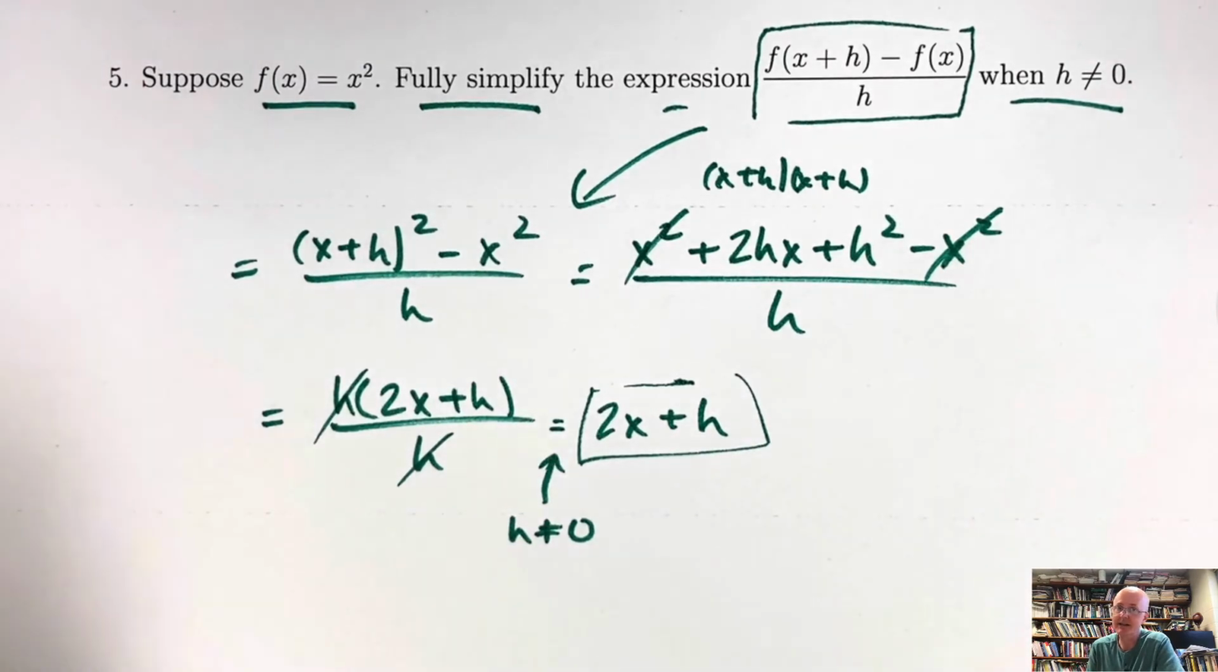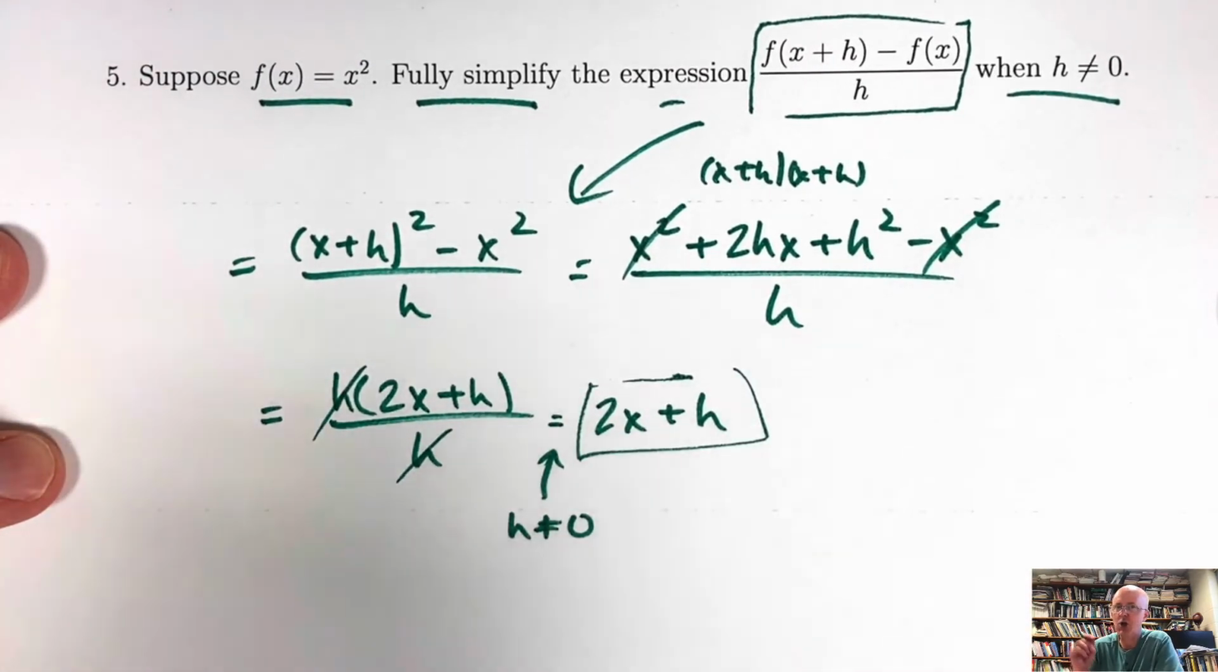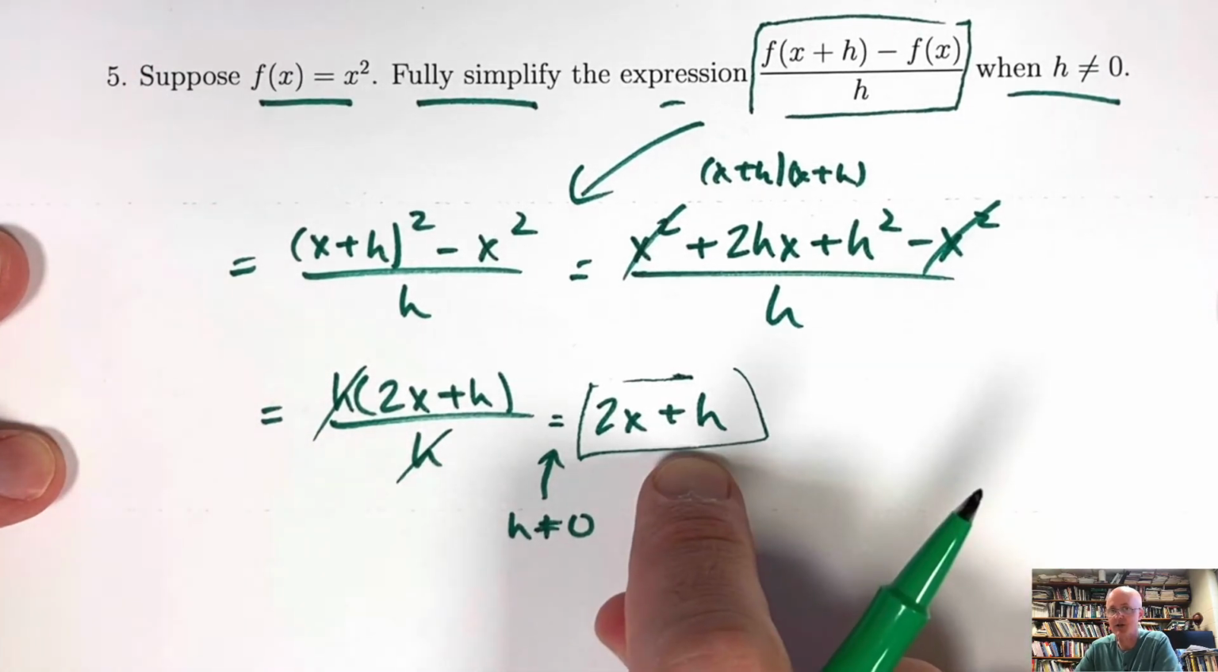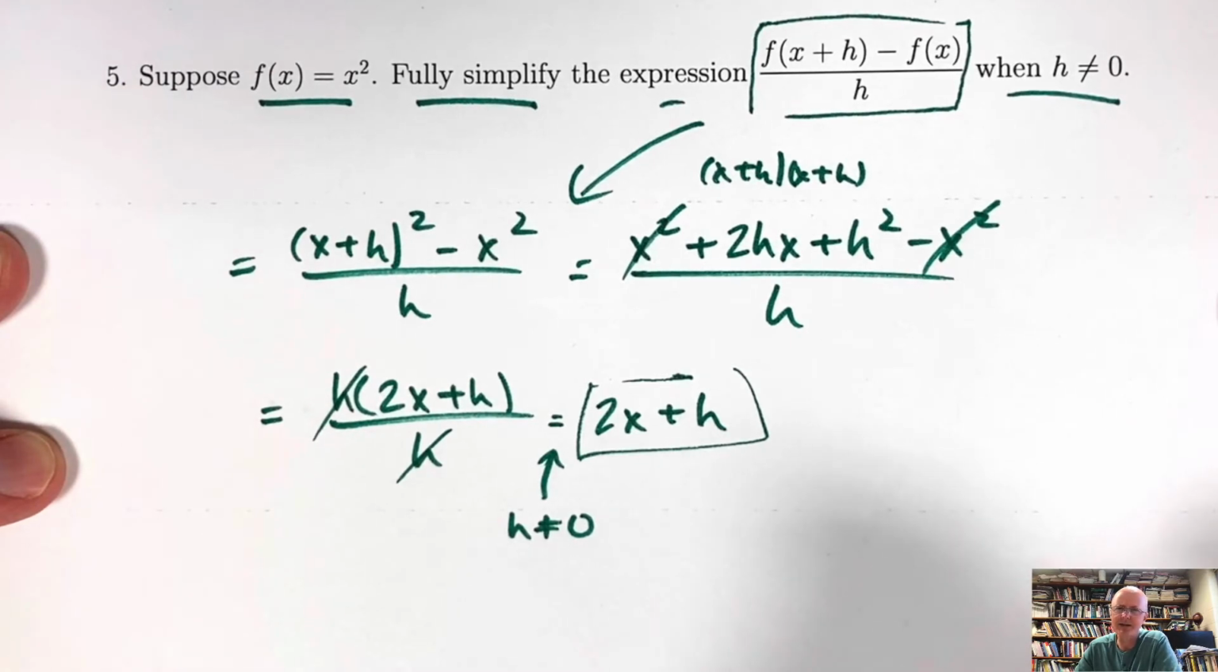As far as calculus and limits go, the limit of this expression as h goes to 0 without actually equaling 0 is the same as the limit of this expression as h goes to 0. And as h goes to 0, we're not dividing by 0. If we plug in h equals 0, this does go to 2x plus 0, or just 2x, as h goes to 0. And that is enough to say the derivative of x squared is 2x.